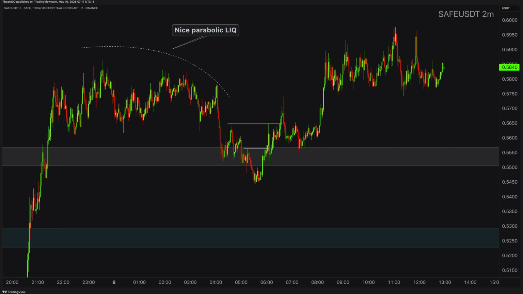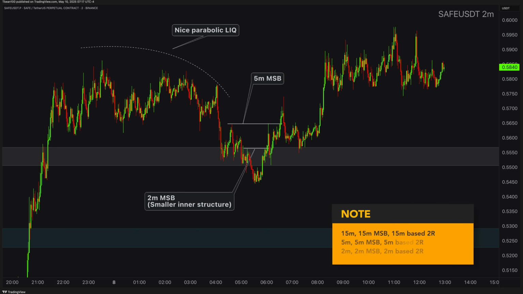But wait a minute, how can we have two market structure breaks? Actually, yes, we can. It all depends on the time frames. The bigger break, the upside break, presents the 5-minute based structure break. And right below, the smaller structure break presents the 2-minute time frame break. But why do we need to be concerned about this? It is because time frame determines our setup, our targets, and our stop losses.